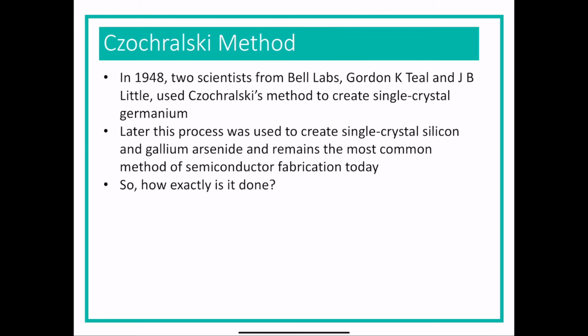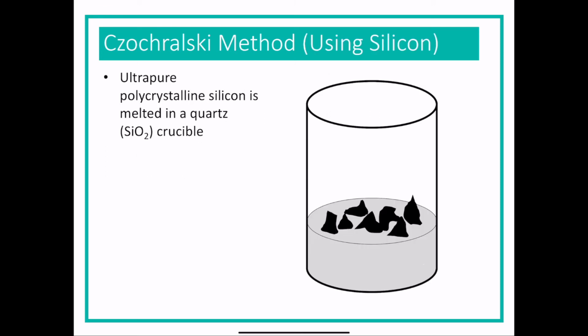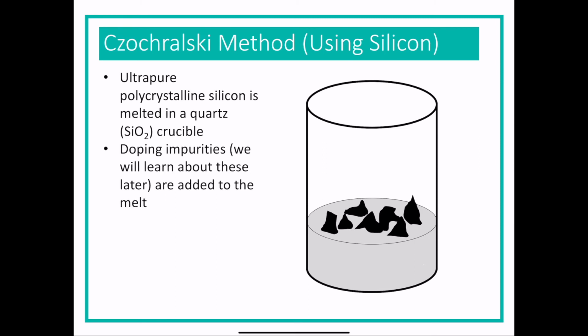So what actually is done to make this work? Well, first of all, you get a quartz crucible because we can't contaminate the material with anything, so quartz is just silicon dioxide. So a quartz crucible is taken and a bunch of polycrystalline silicon is put in it and melted. And after it's melted, they add something called doping impurities, which we'll talk about later. If impurities need to be added, which frequently they do, those are added to this melted silicon.